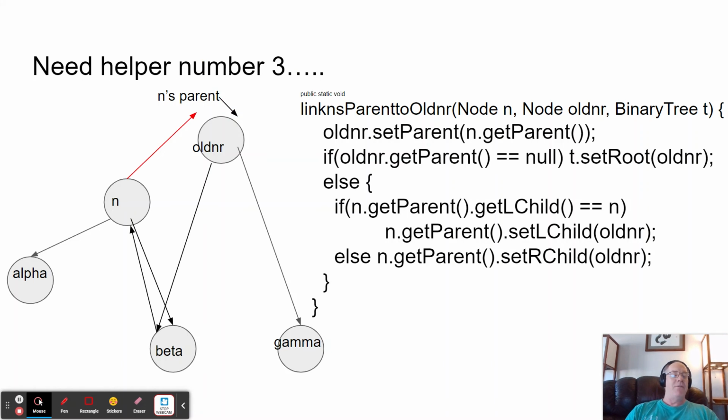This does leave us with the uncompleted work of properly setting the pointer from n, because n's parent now has a child which is not n, but which is old nr, and that's not the way it should be. N's parent looks like it's going to want to be old nr, but that will happen in the next and final helper method.